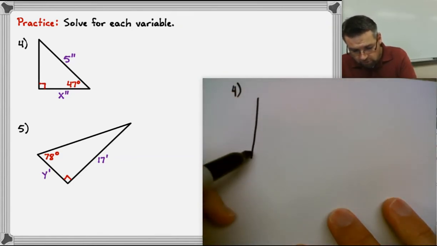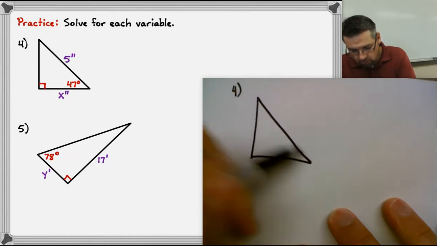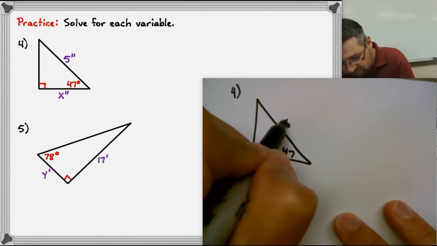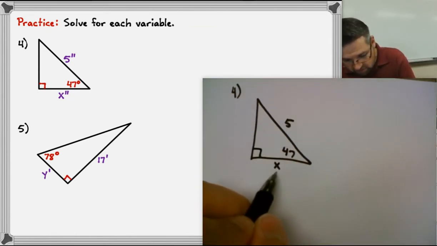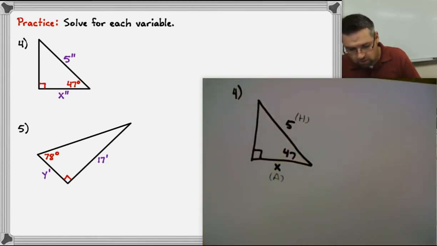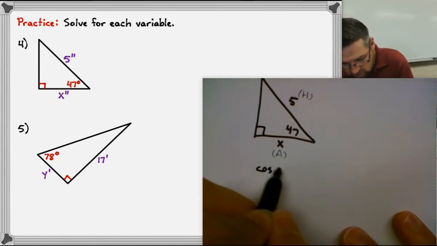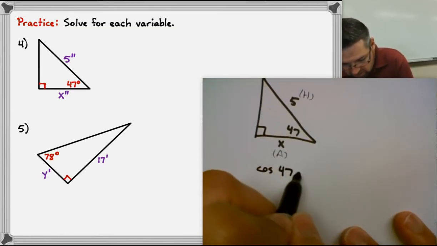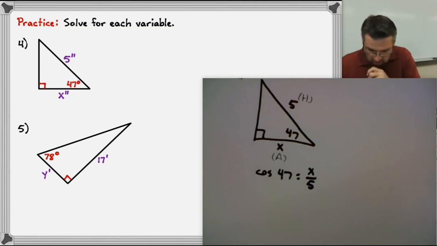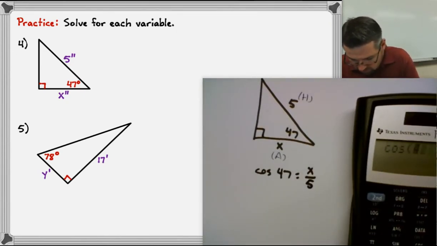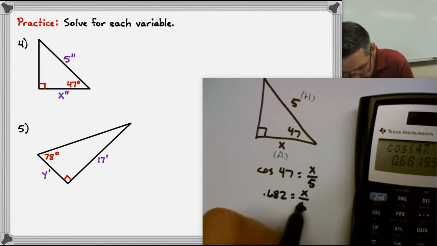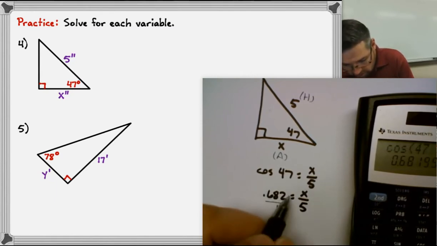All right, for number 4, we have a right triangle, hopefully, because that's really all we're dealing with when we're talking about trig this year. We got 47 degrees, we got x, and we've got 5. First of all, the x is our adjacent, and the 5 is our hypotenuse. So that should be cosine of the angle, in this case cosine of 47, is equal to adjacent, which is x, over hypotenuse, which is 5. From here, we're going to type in the cosine of 47 and get a number. So we get 0.682 equals x over 5. And then we're going to put that over 1 and cross multiply.